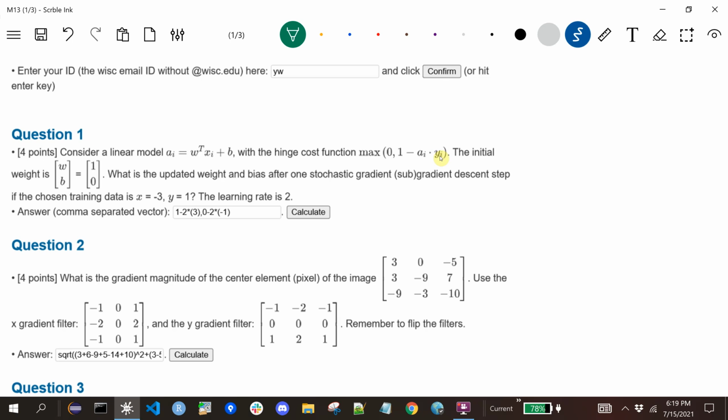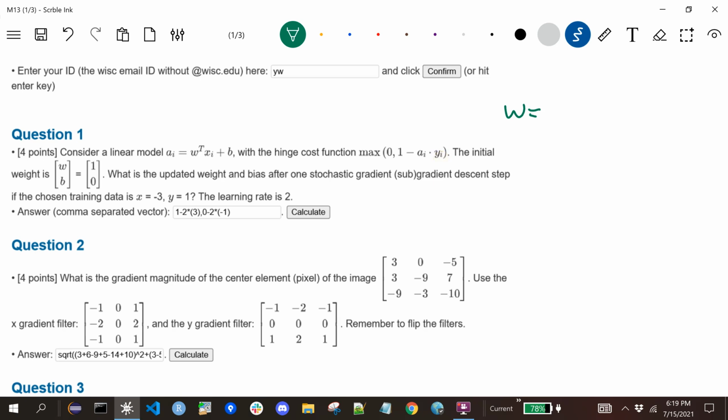I'm going to try to go through M13 very quickly, and I use my ID, so the questions may look slightly different, and also the ordering is different, but most of the questions are very similar. So let's get started with the gradient descent question.